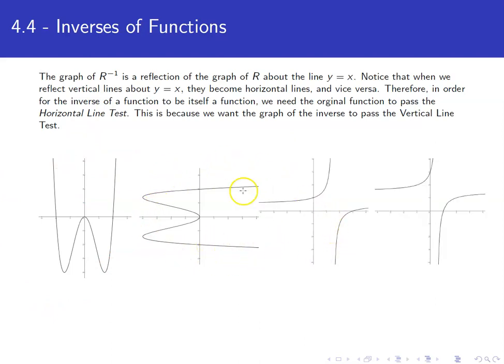Versus, here is a function, this first one, that passes the horizontal line test. Any horizontal line intersects at most once. When you do the reflection around the line y equals x, you get something that passes the vertical line test, and we really do get a function. So the inverse of this function is itself also a function.